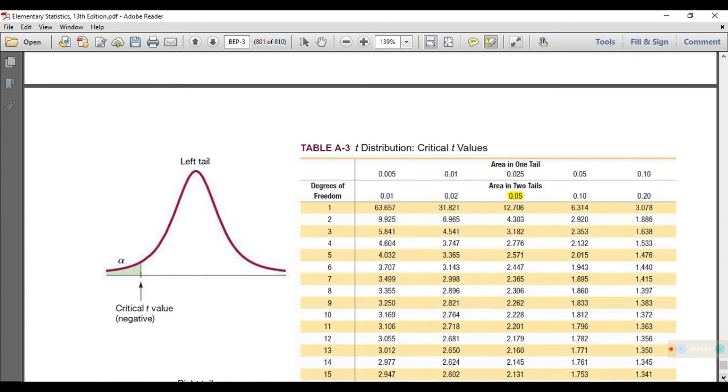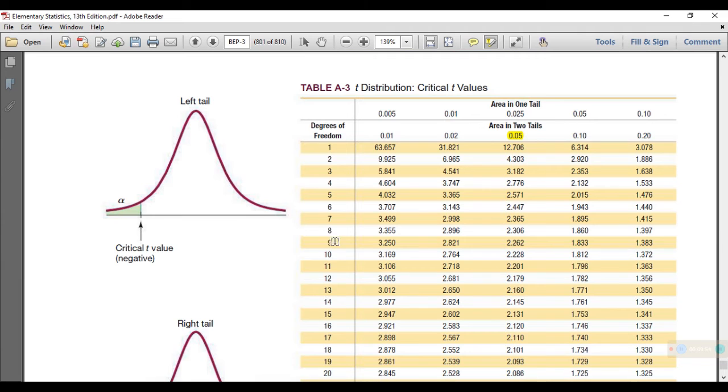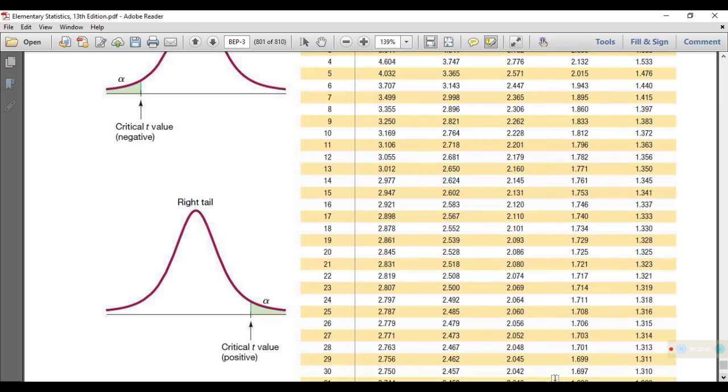But if you want to use T alpha over 2 with the degrees of freedom 30. So, dito tayo, area in two tails, 0.05 pa rin. But the degrees of freedom will be 30. Ayan, ito siya. 2.042. Okay, if you want to be more specific with your critical value.